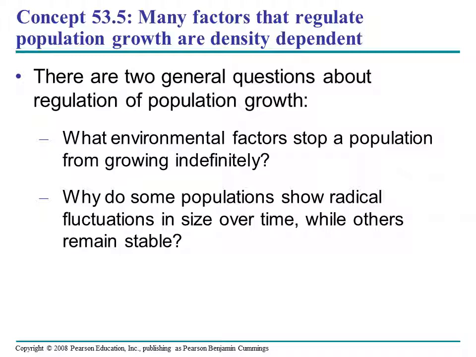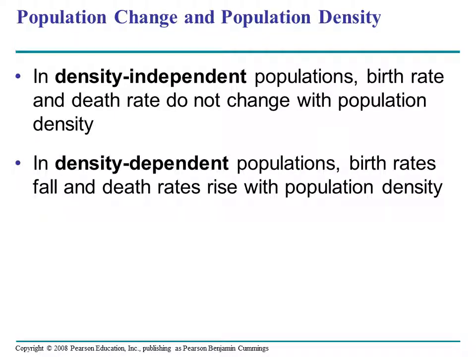Now, what are the factors that might affect a population, and what are some of the things which are going to allow these populations to show these big fluctuations? So density-independent populations, as we mentioned earlier, their birth rate and death rate don't change with the population density. Again, they could have a very high death rate or a very low death rate, depending on the environmental conditions. And these guys have rise and fall with population density.